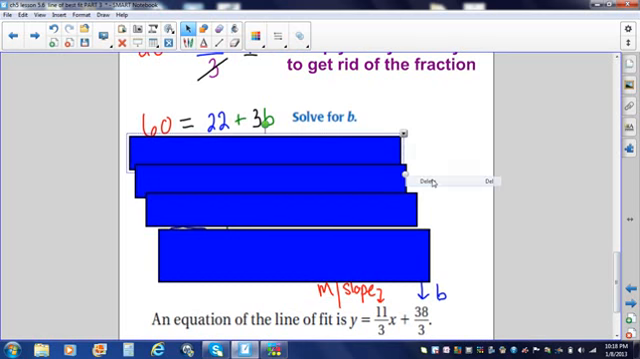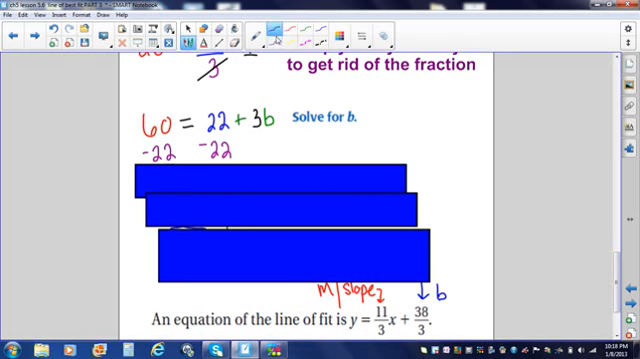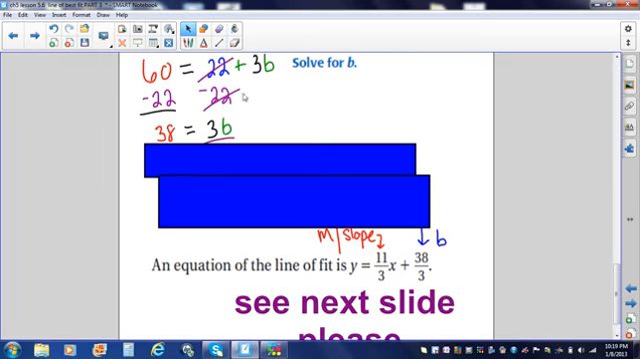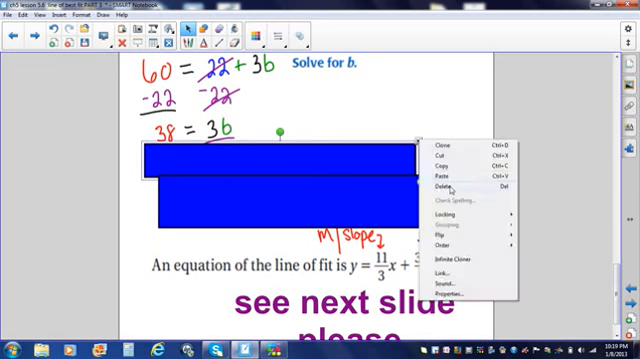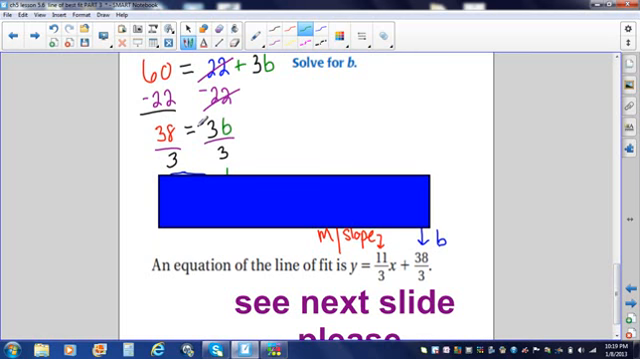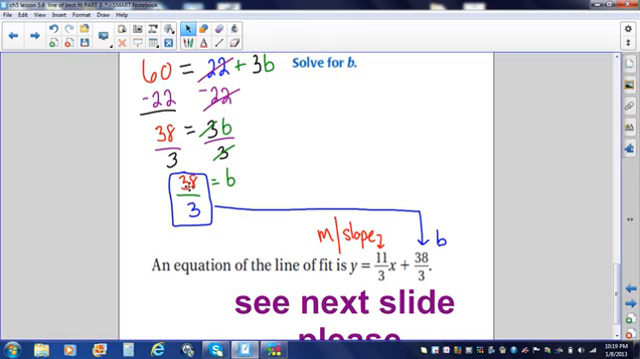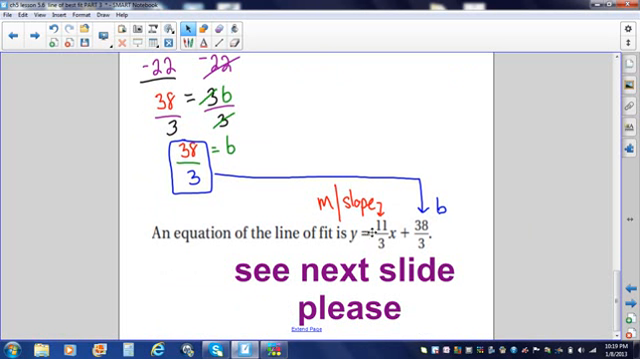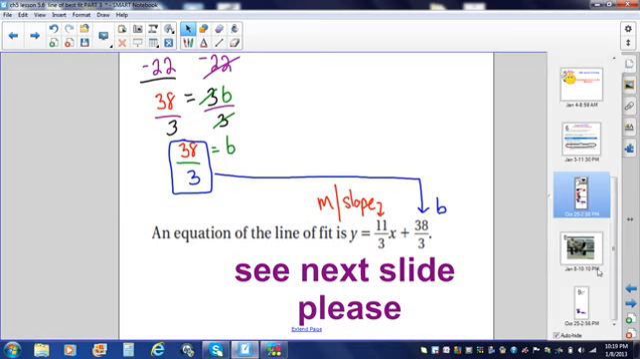Now I'm going to solve my equation for b. Subtract 22 on both sides. I get 38 equals 3b. They're touching each other. The inverse is division. Divide both sides by 3. Bada bing, bada boom. These cancel. I get b equals 38 over 3. So the equation of the line of best fit is y equals 11 over 3x, where 11 over 3 is my slope, and b was 38 over 3. Make sure you have that on your paper, and then we'll go to the next slide.